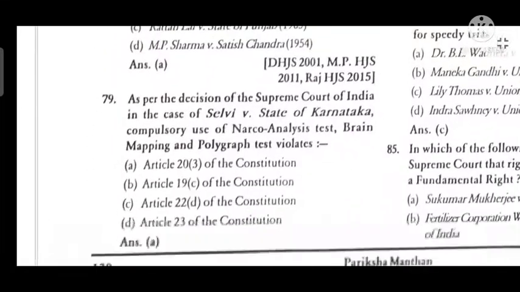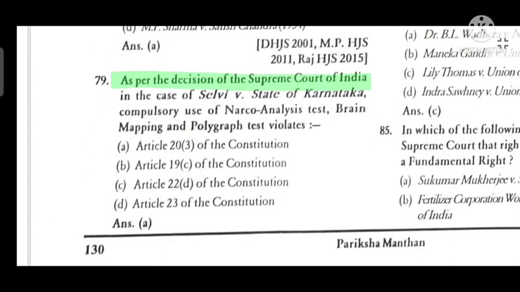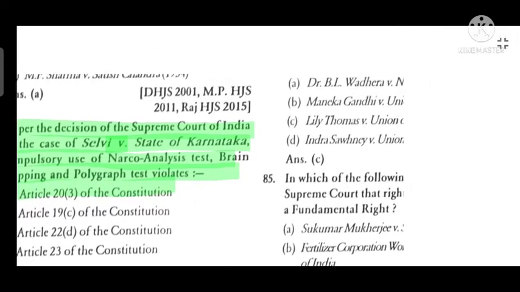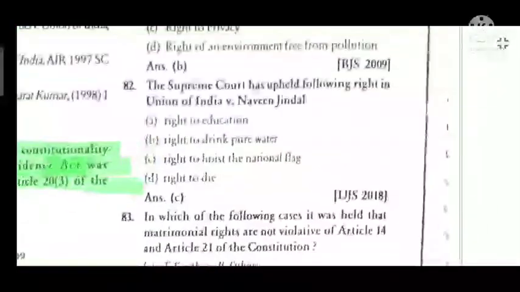Selvi versus State of Karnataka. As per the direction of the Supreme Court of India in the case of Selvi versus State of Karnataka, the compulsory use of narcoanalysis tests, brain mapping, and polygraph tests violates Article 20, Clause 3 of the Constitution.